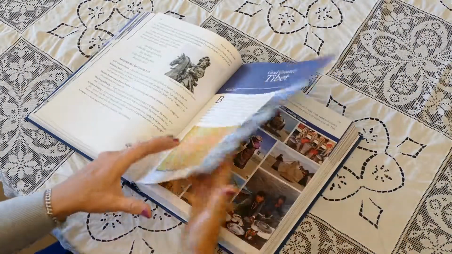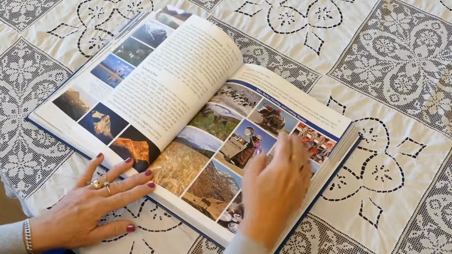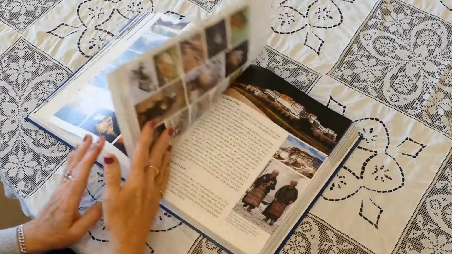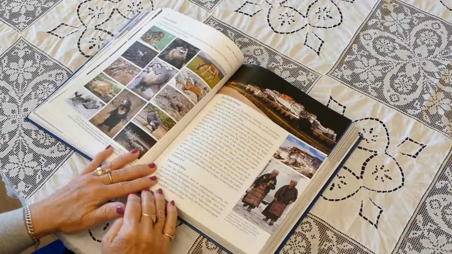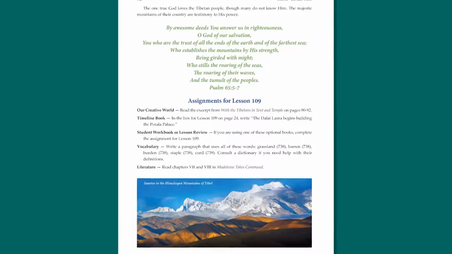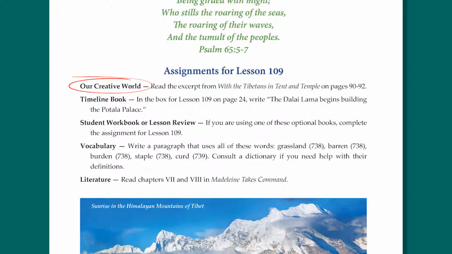We go back to Asia for the next lesson and explore the natural wonders God created in Tibet. We chose to highlight Tibet during this unit because the Potala Palace, the highest ancient palace in the world, was built there in the 1600s. A Canadian doctor who went to Tibet as a missionary wrote the account featured in Our Creative World for this lesson. Other assignments include the timeline book, the student workbook or lesson review, vocabulary, and literature.